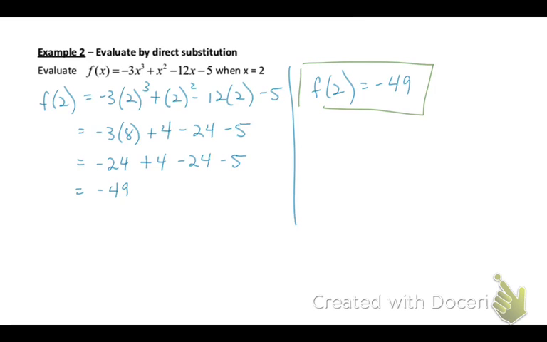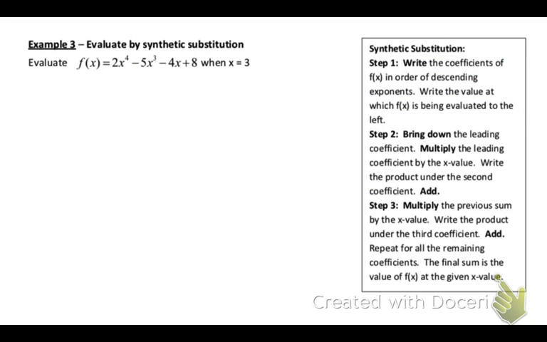And my function notation is really convenient because it gives me a record of what I plugged in. So when I plug in 2, my output is negative 49. Now I'm going to show you a different method for evaluating a polynomial. This is a method called synthetic substitution, and it's just using a pattern found with the coefficients. So this was discovered by mathematicians who came before us.